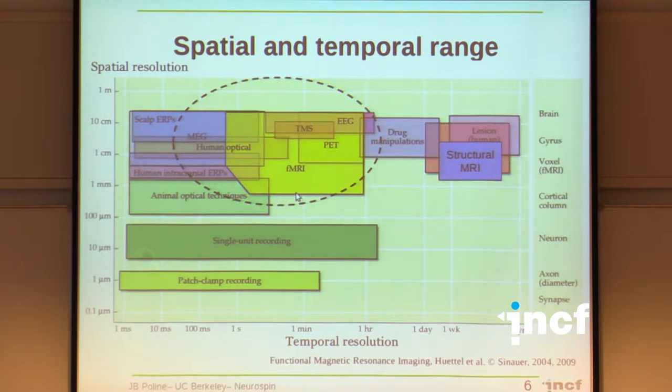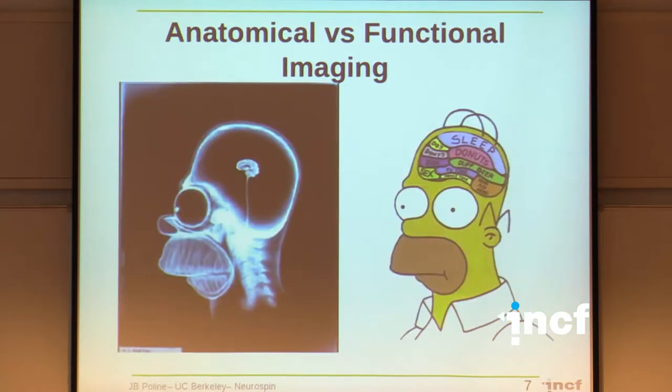All right, so that's a quick overview of the modalities in brain imaging. Think about what the actual neuroscience is that you're looking at, what the temporal resolution is, and what the spatial resolution is. Those three things really should be in your mind when you're looking at a modality. So anatomical versus functional. And this is a very precise anatomy of the brain of Homer.